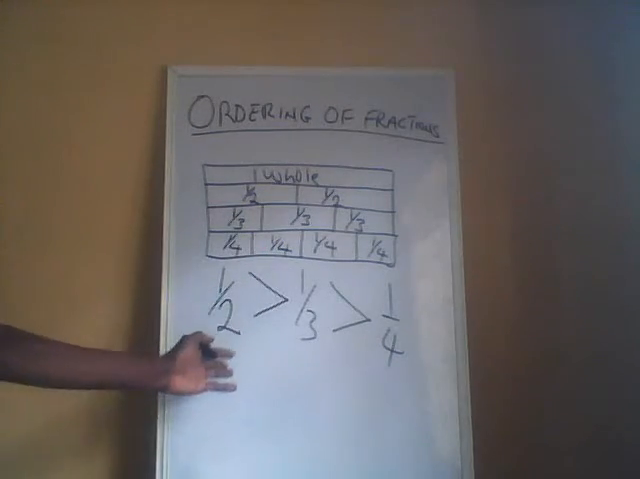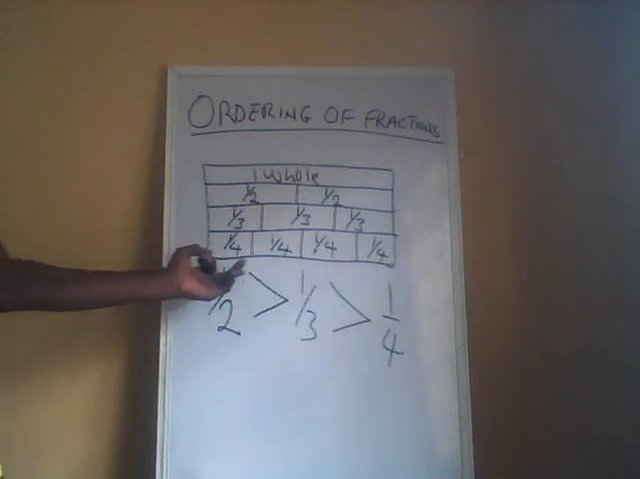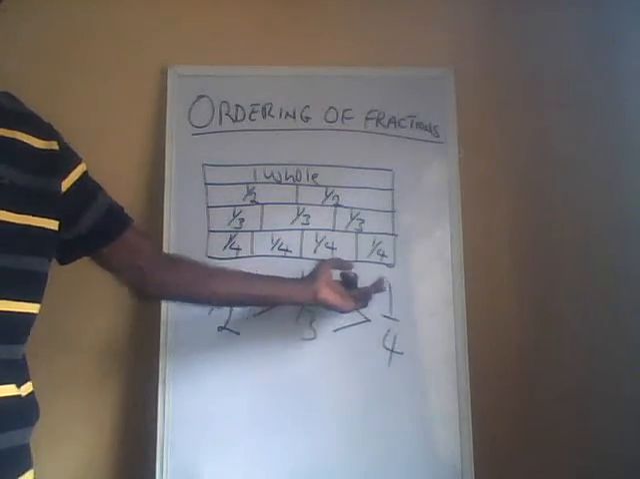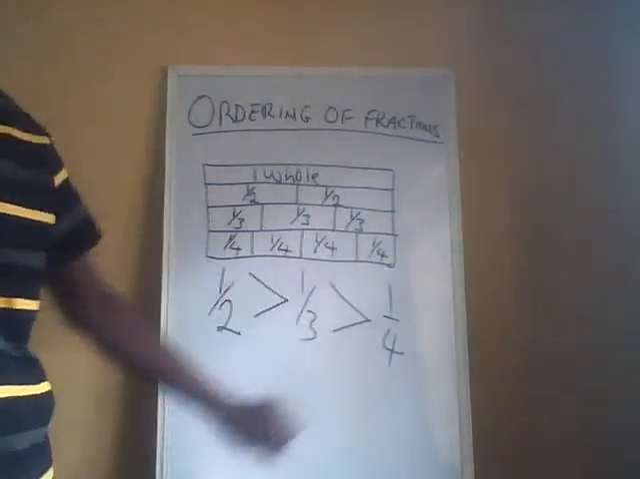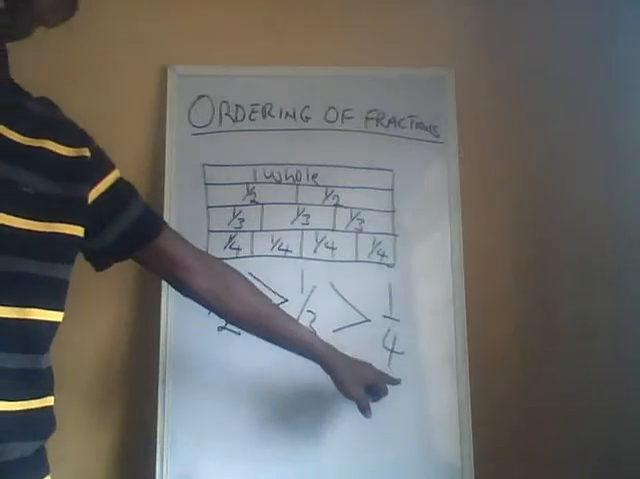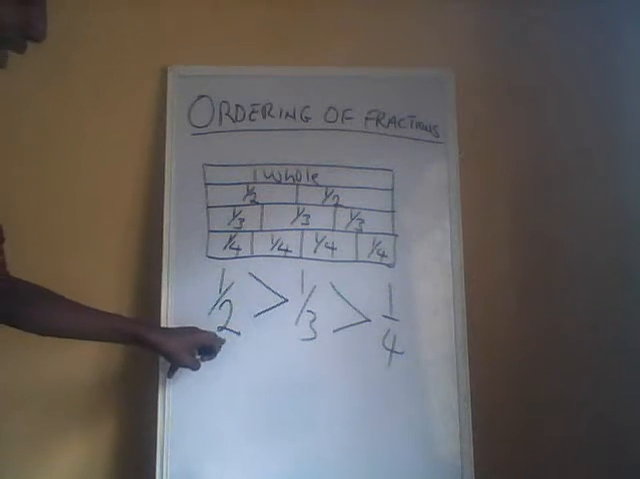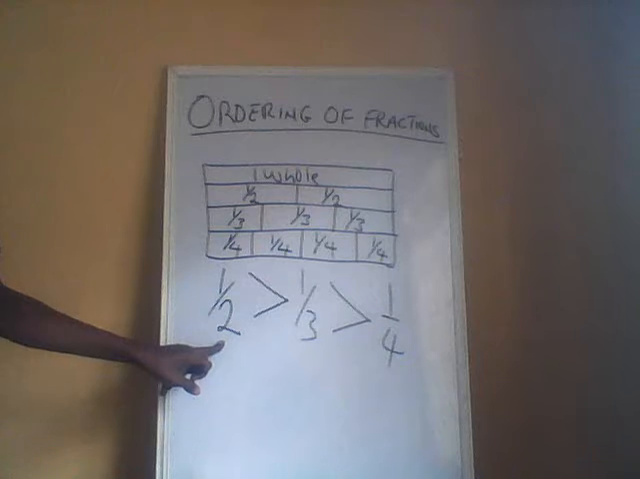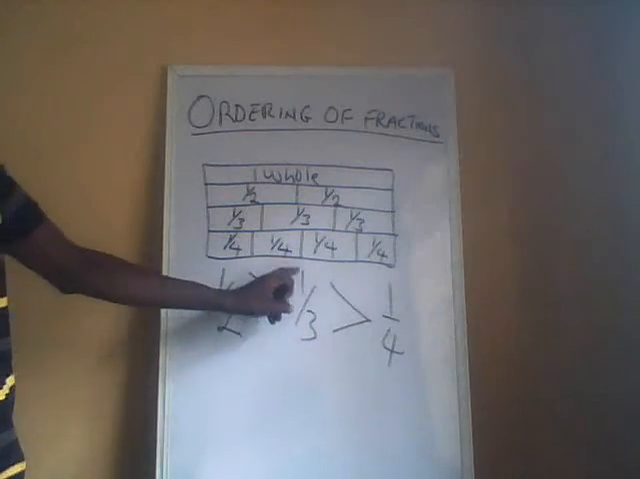Now, what is this telling us? When we have the same numerator, you can see this is 1, 1, 1, but the denominators are different. What is it telling us? It's saying that the smallest denominator is the biggest fraction. So 1 over 2 is bigger than 1 over 3.